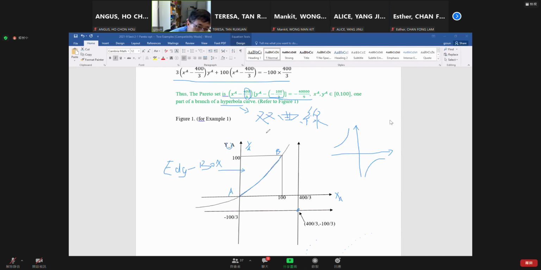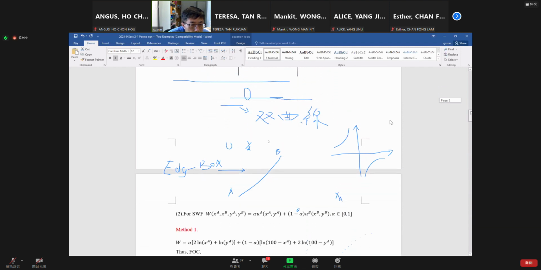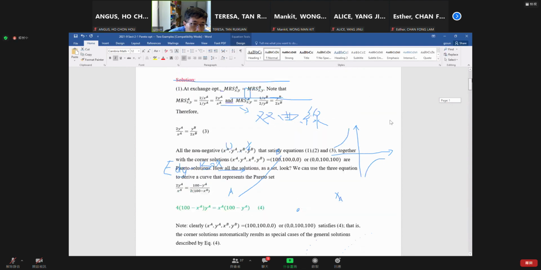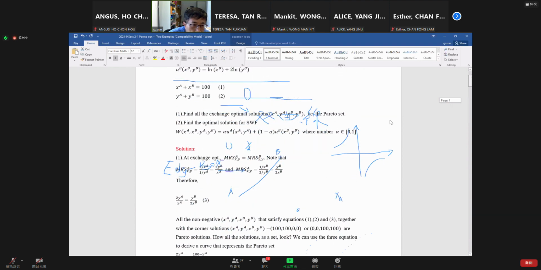Can you see it? So we eventually figure out the curve, the graph, the picture. Before I move forward, we finally solved the first part. Find the exchange optimal, and we find it mathematically, and then we also graphically show how the curve looks, how the set looks. The set is not that bad.